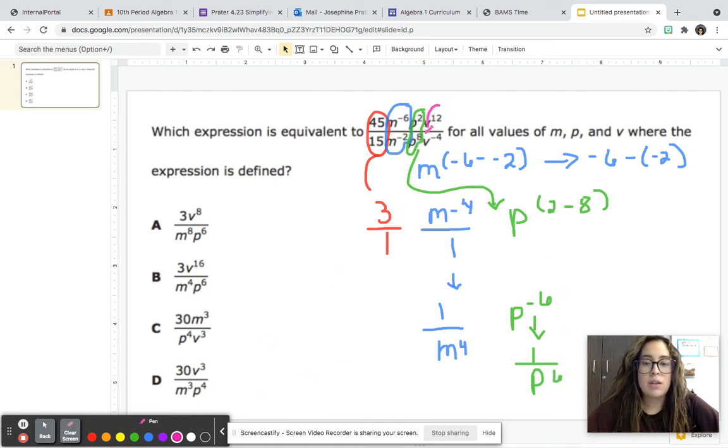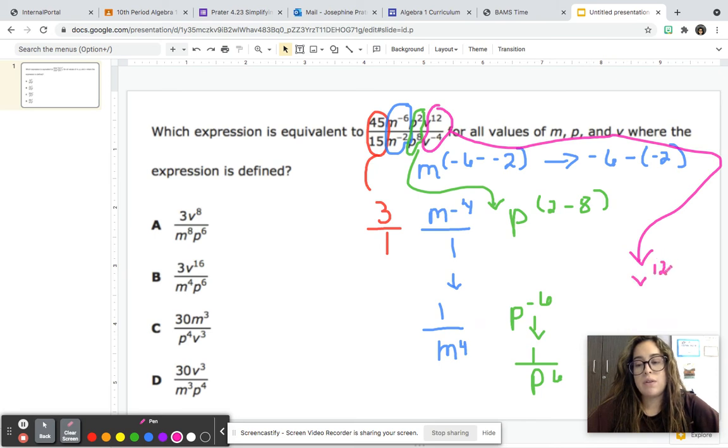Okay, and now I have to do my v's. So I get v raised to the 12 minus negative 4. I'm going to put that in my calculator: 12 minus negative 4. I get positive 16. V raised to the positive 16.